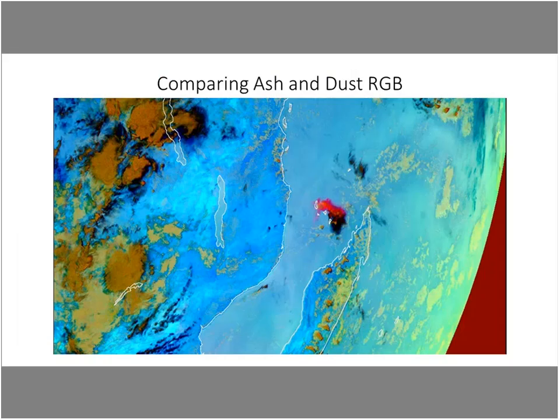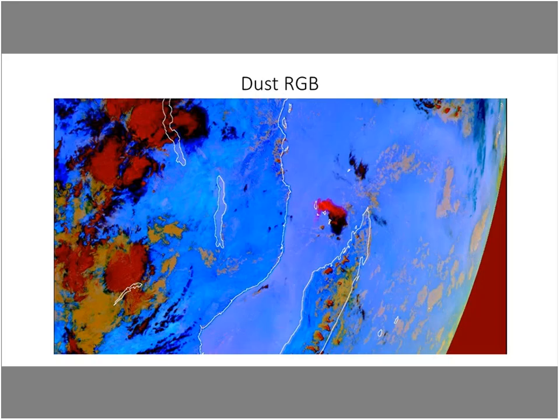So to compare ash and dust RGB, as I said before, they are really similar. They use the same brightness temperature differences and the same channels. They are only modified just slightly. Ash, of course, for detection of ash and SO2, and dust for detection of dust, as its name says. So you can see here the ash RGB, and here we have the dust RGB. You can see just slight change of color. Actually, the green color is modified, but this is not important at the moment.